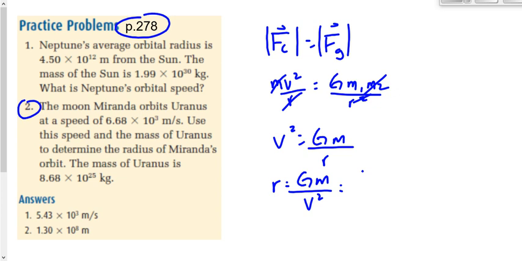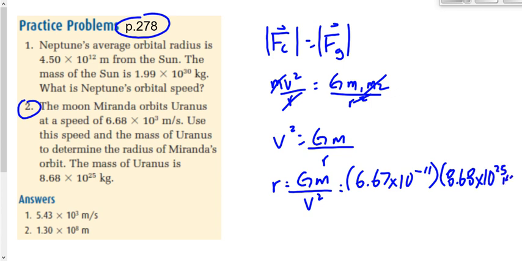G is, in every case, big G is the same value. It's 6.67 times 10 to the minus 11. On Earth, on any other planet, on any other object in the universe, G is 6.67 times 10 to the minus 11. So we don't ever need to worry about that. The mass of the planet here is 8.68 times 10 to the 25. And v, the speed, is 6.68 times 10 to the 3.